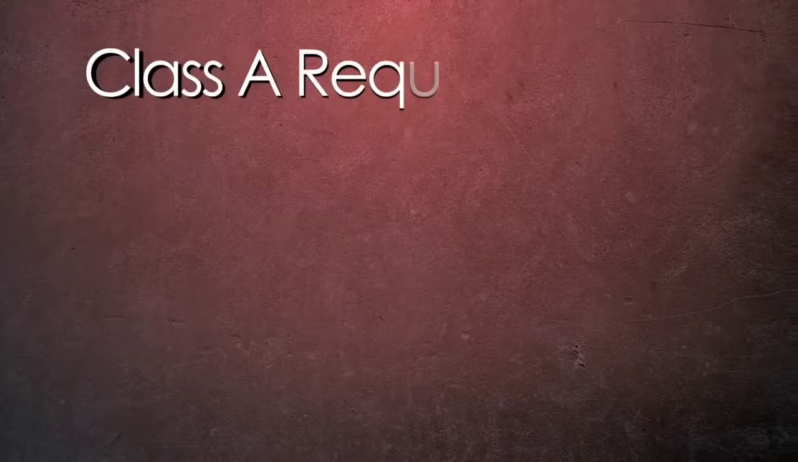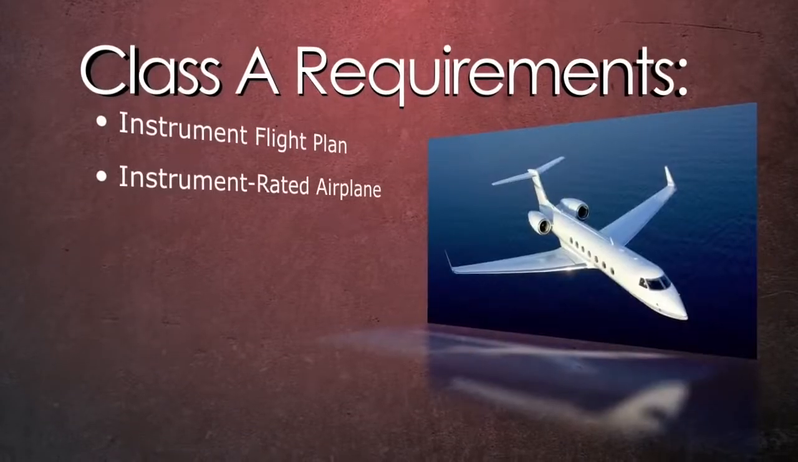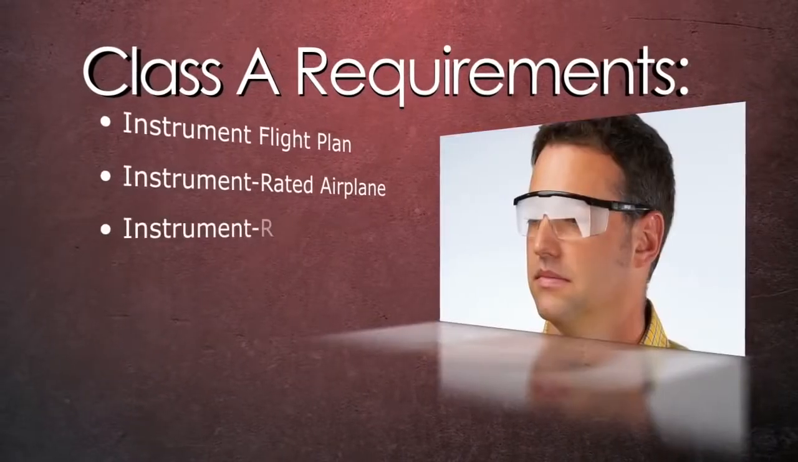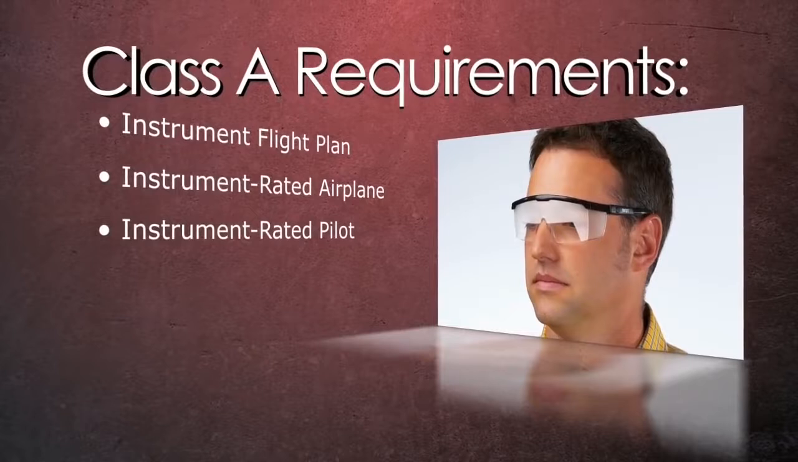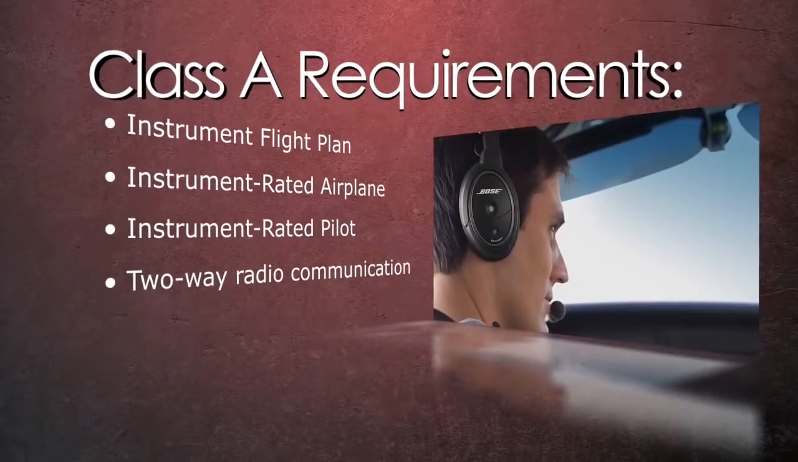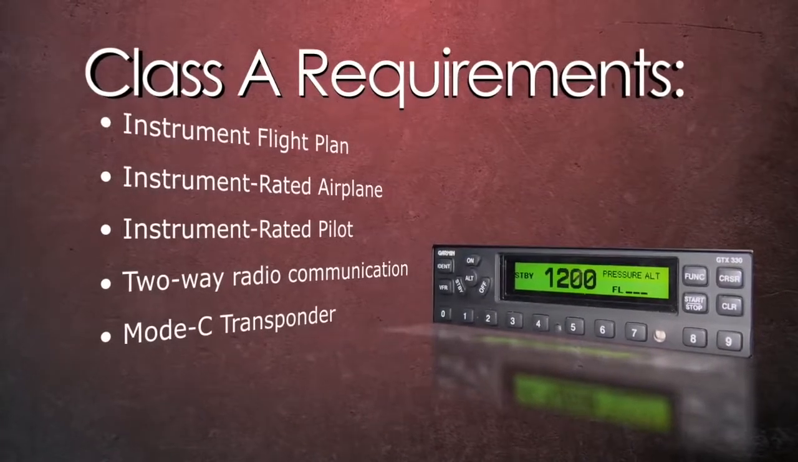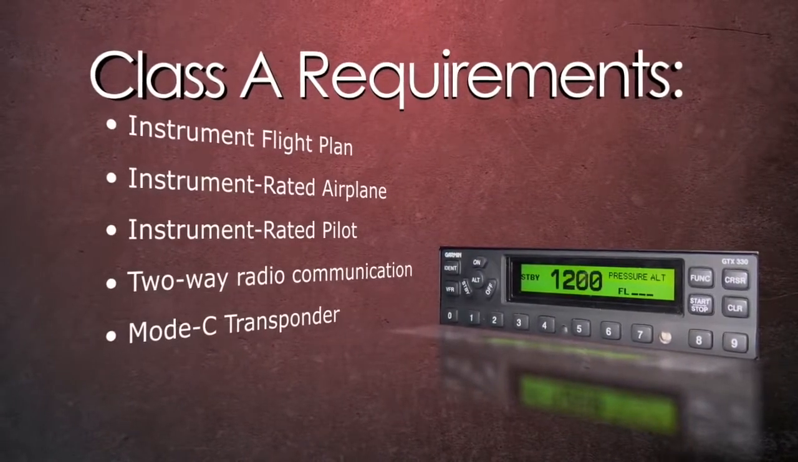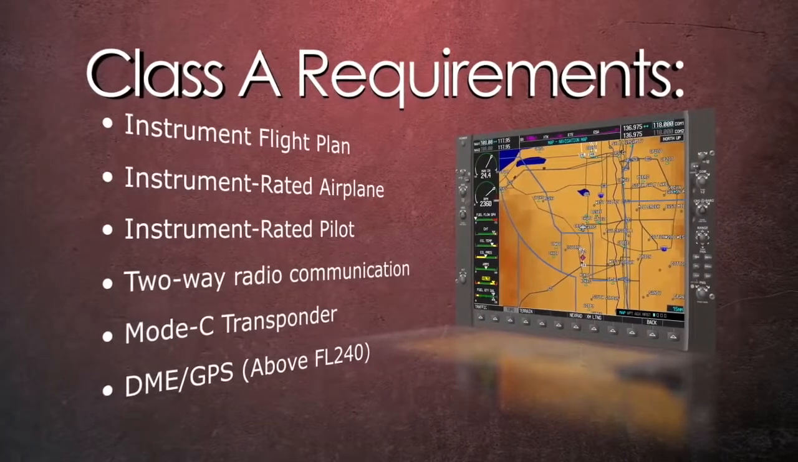Aircraft that operate in Class A airspace must be on an instrument flight plan, be in an instrument-rated airplane, and be flown by a pilot with an instrument rating. While operating in Class A airspace, two-way radio communication with ATC must be maintained. The aircraft must possess at least a Mode C transponder, and if operating above 24,000 feet MSL, must also possess some form of distance measuring equipment like GPS.